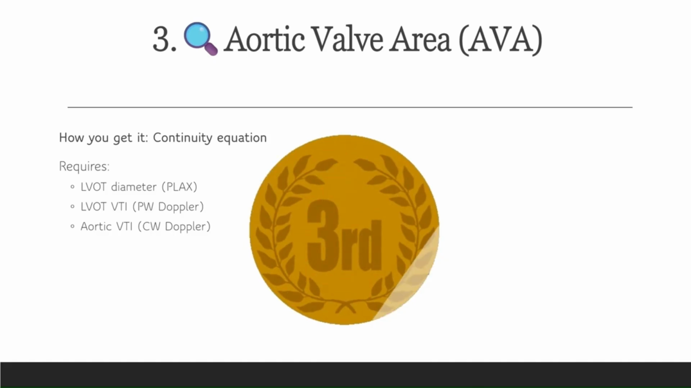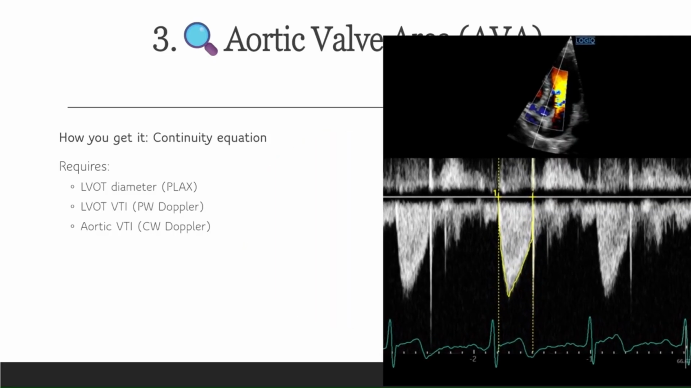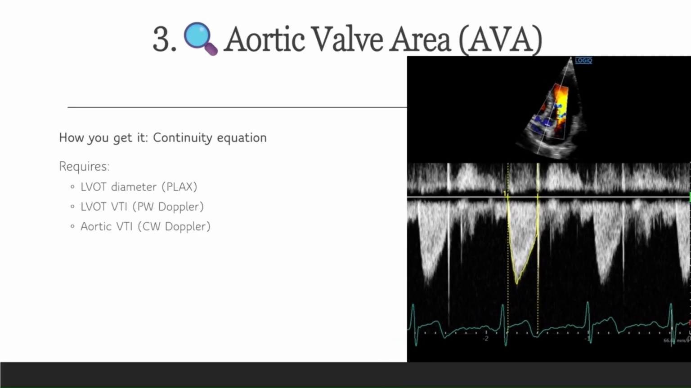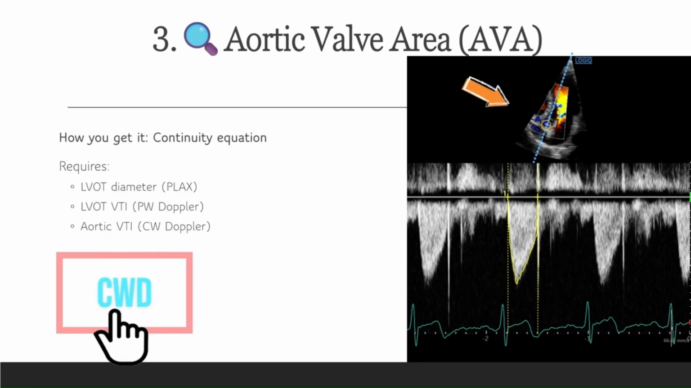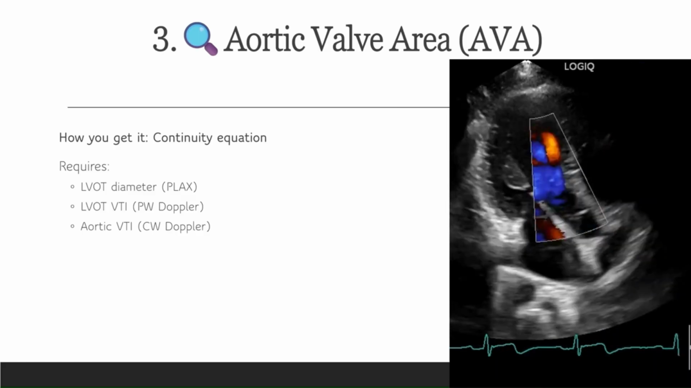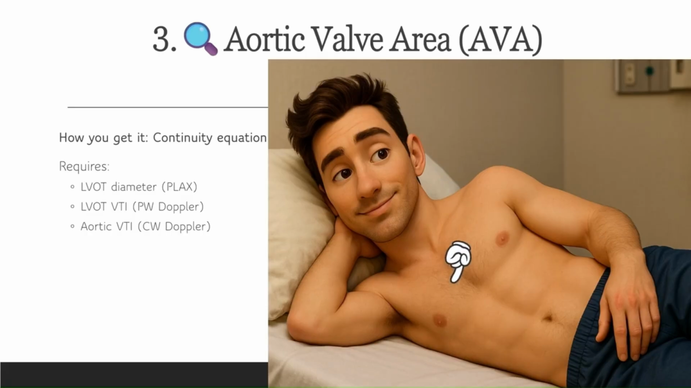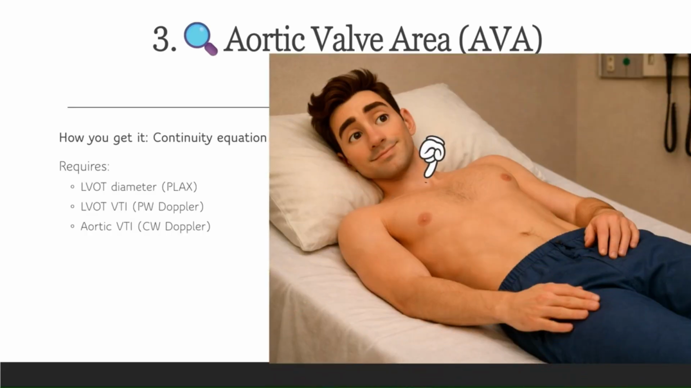3. Your aortic VTI. For this, you need continuous wave Doppler. Your goal is to find the highest aortic jet velocity and trace the full envelope. Use continuous wave Doppler through the aortic valve from multiple windows, including the apical 5 chamber, the apical long axis or apical 3 chamber, the right parasternal, and the suprasternal notch if needed.